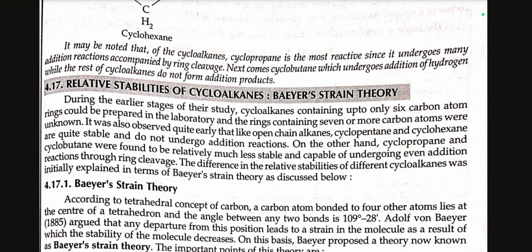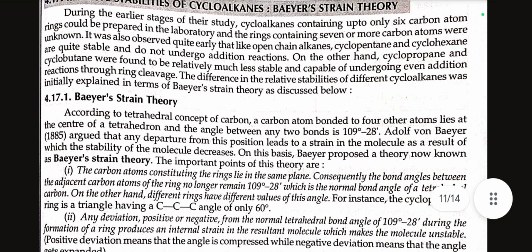The difference in the relative stabilities of different cycloalkanes was initially explained in terms of Baeyer strain theory. According to the tetrahedral concept of carbon, a carbon atom bonded to 4 other atoms lies at the center of the tetrahedron, and the angle between the two bonds is 109 degrees 28 minutes. Adolf von Baeyer in 1885 argued that any departure from this position leads to a strain in the molecule, as a result of which the stability of the molecule decreases. On this basis, Baeyer proposed a theory known as Baeyer strain theory.